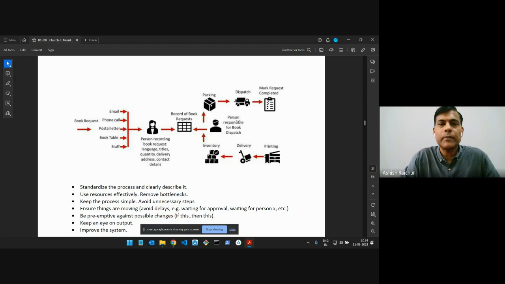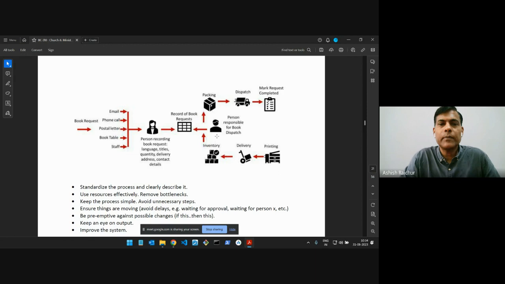So he looks at these requests every day. His immediate thing, of course, is to pack the books and dispatch the books, and then to mark that this request has been completed. That's his immediate work responsibility. But he also has to make sure that we have enough books for the stock.